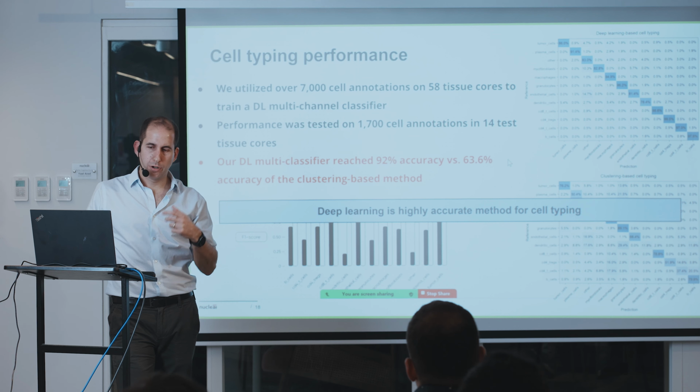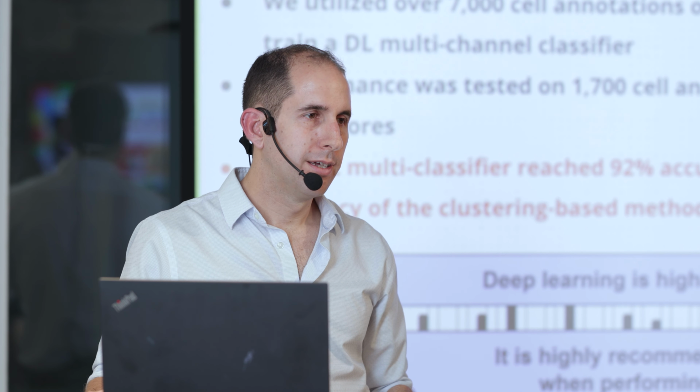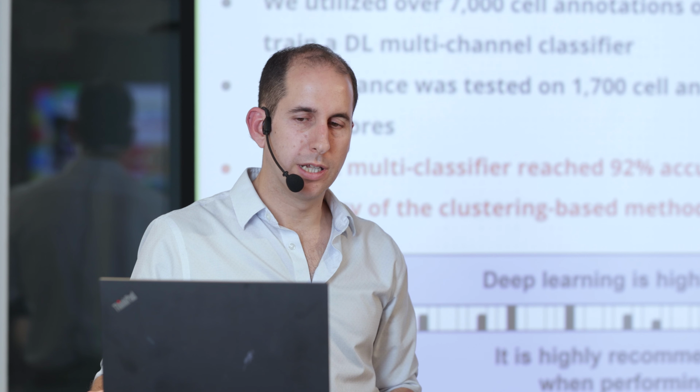And I think from this slide, we can learn two important things. One, that deep learning is a highly accurate method for cell typing, a lot more accurate than currently used methods such as clustering-based. And second, it's really important to report your accuracy metrics when you do multiplex imaging analysis. Because if you don't know the quality of your cell typing and your phenotypic marker expression, you might insert a lot of noise into your spatial analysis. And then you won't be able to leverage all this amazing data to get really impactful biological insights.